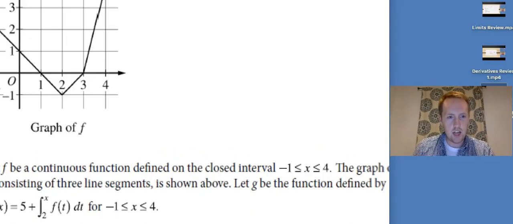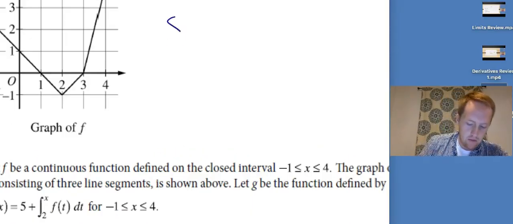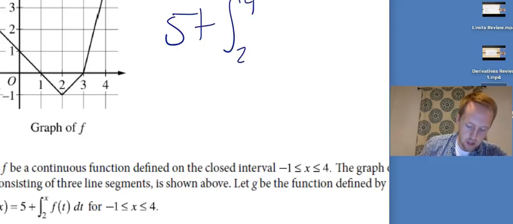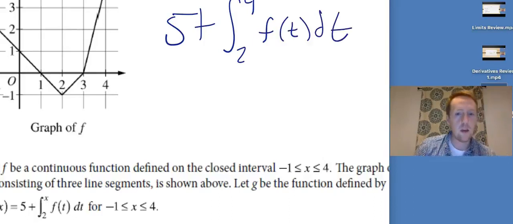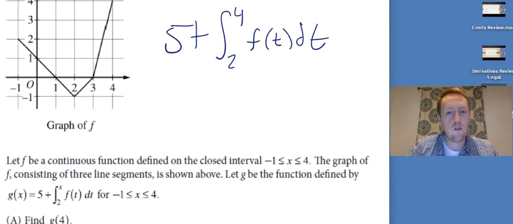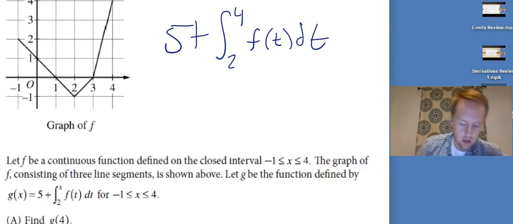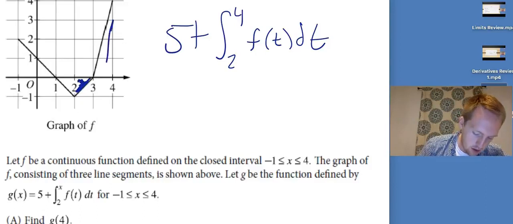That means that I need to find 5 plus the integral from 2 to 4 of f of t dt. Okay, so I'm looking for that because g of x is defined as the integral from 2 to x. So if I'm looking for g of 4, that should be the integral from 2 to 4. Okay, so then I've got this region here, and I've got all of this as well.